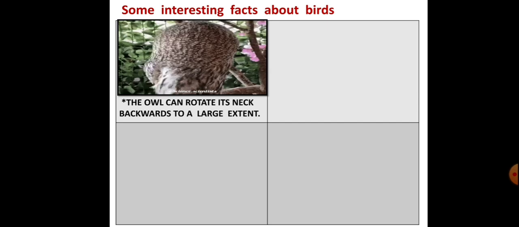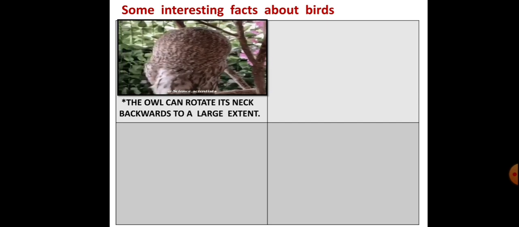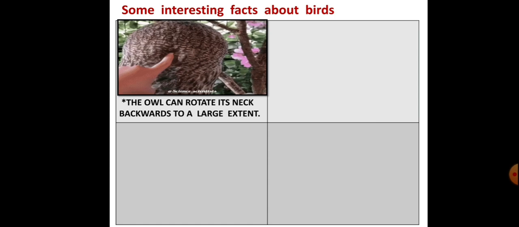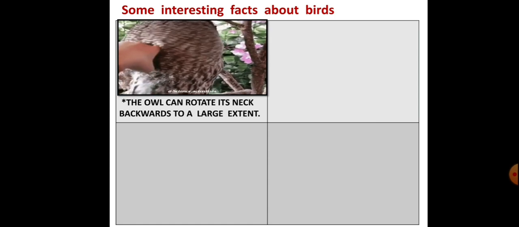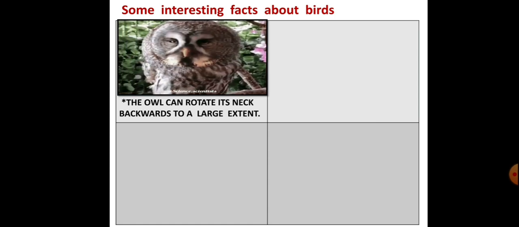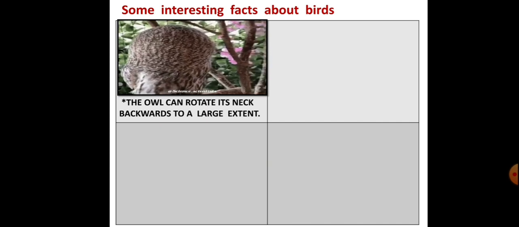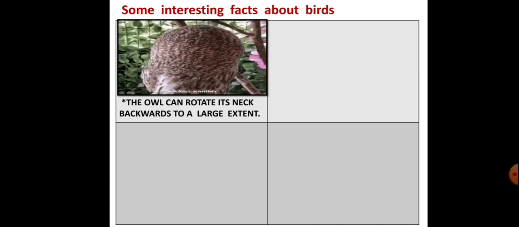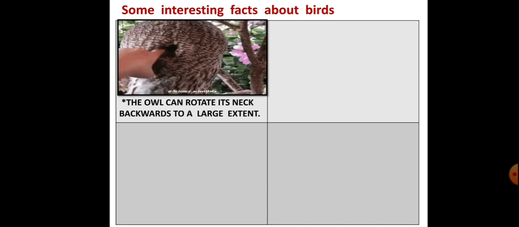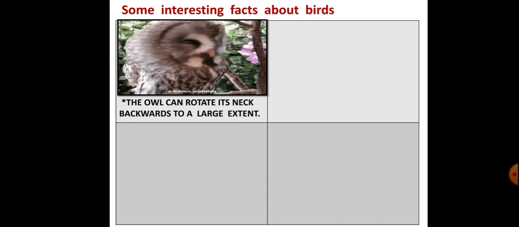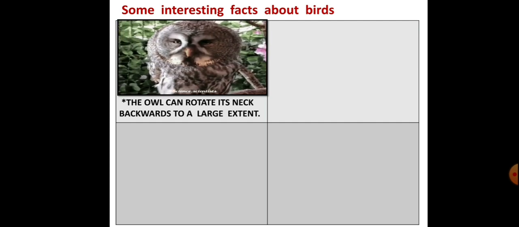What is in the first picture? This is an owl. An owl can rotate its neck backward to a large extent. Its whole neck turns; it can turn its head. You see, when you touch the owl from the back, it can turn. Oh, lovely, isn't it?